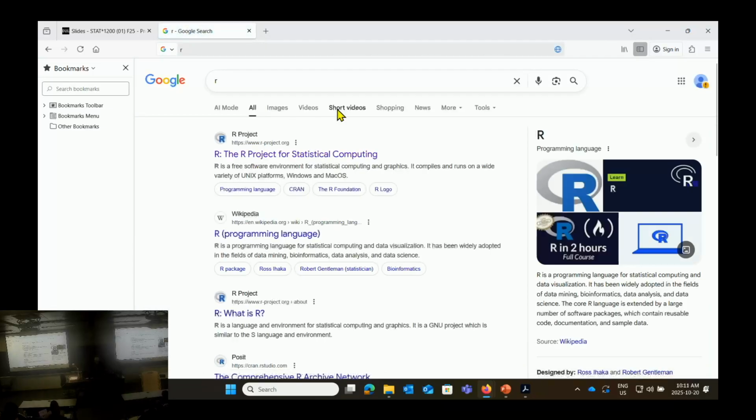And what comes up first is the R project for statistical computing, okay? So if you don't want to just Google the letter R, you can Google R project for statistical computing. And here's what I want to emphasize about this. We will use this extensively in almost all of the other statistics courses you take at this university, okay?